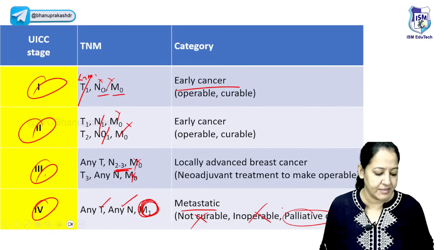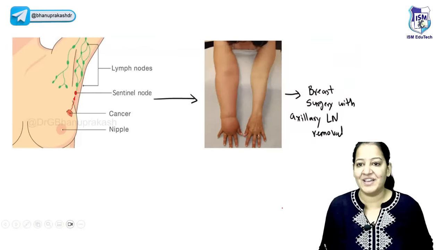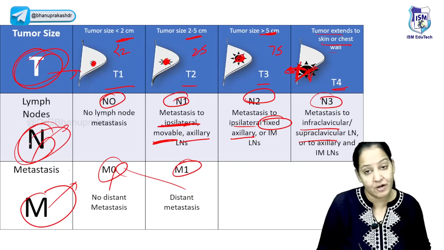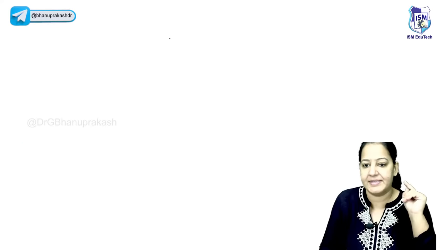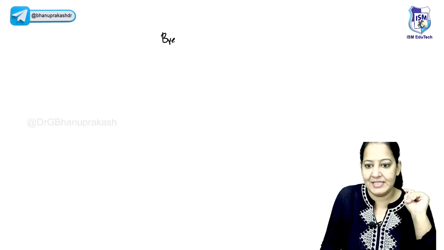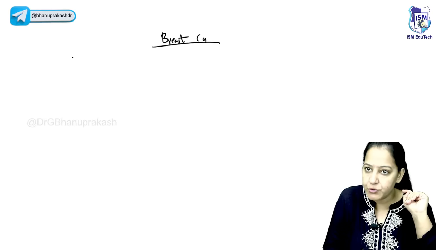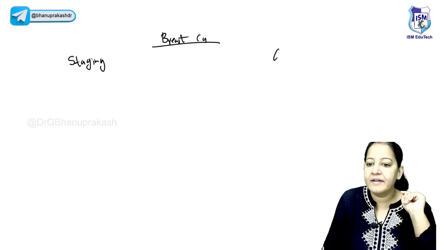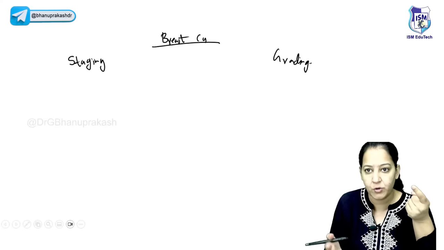How many of you got it? You got it. This is TNM staging. In the TNM staging, the nodes are very important. So what I told you till now, I told you two things. Please listen, I'm summarizing. I'm teaching you breast cancer right now. In breast cancer, I told you two things, staging and grading. Both are different. Most of the students get confused and think they are synonymous.